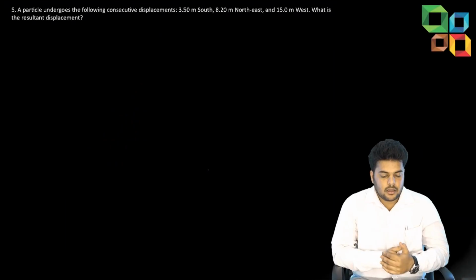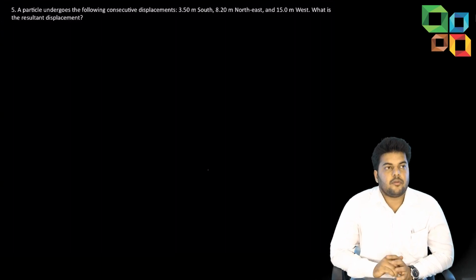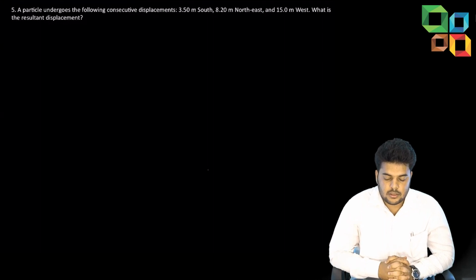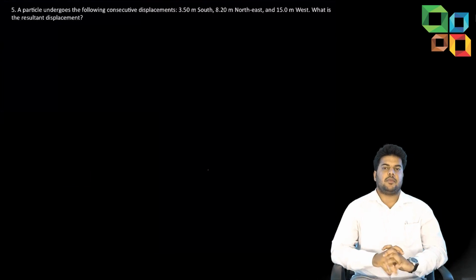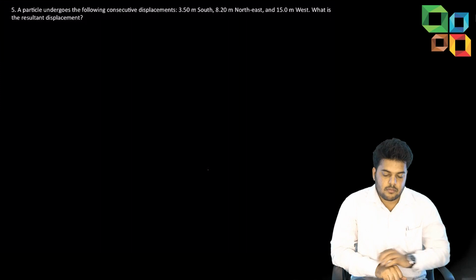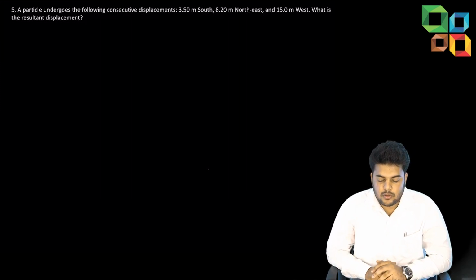A particle undergoes the following consecutive displacements: 3.5 meters south, 8.2 meters northeast, 15 meters west. What is the resultant displacement? So there are 3 displacements over here: 3.5 meters to the south, 8.2 meters northeast, and 15 meters west. What is the resultant displacement?